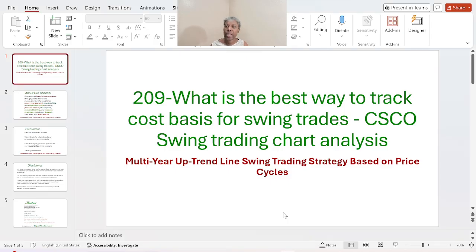Hello, what is the best way to track cost basis for swing trades?